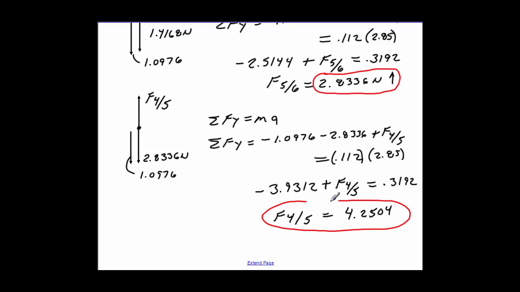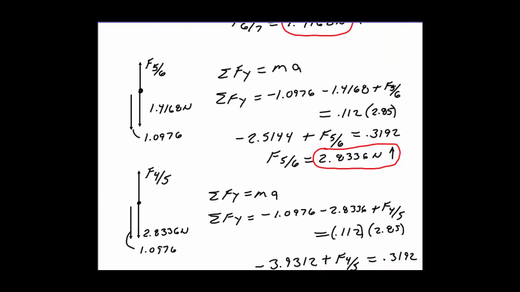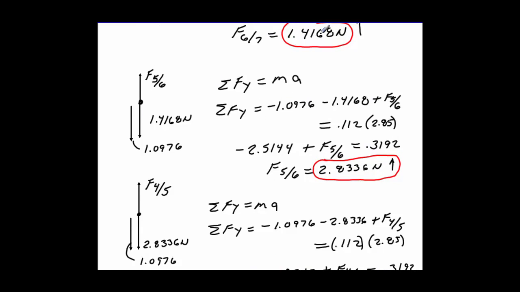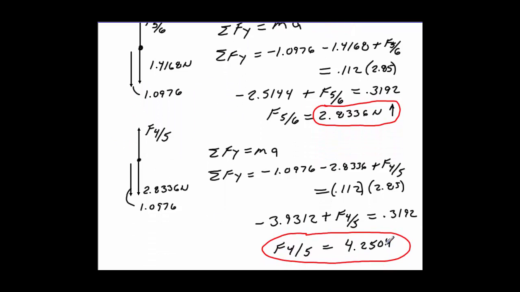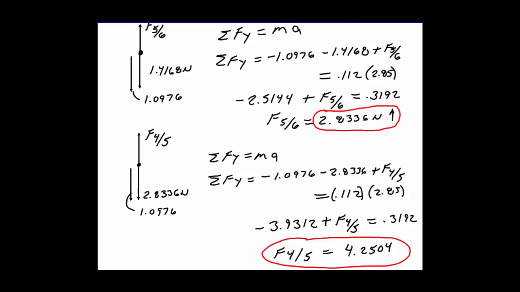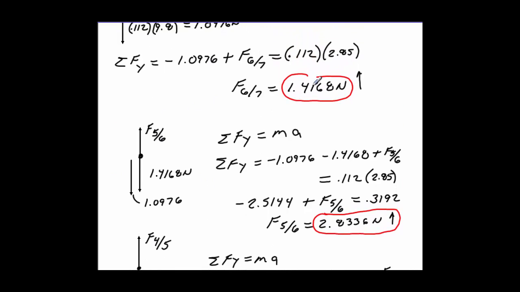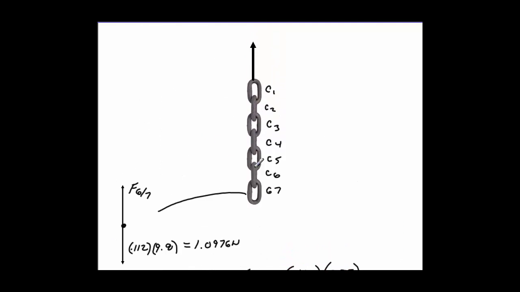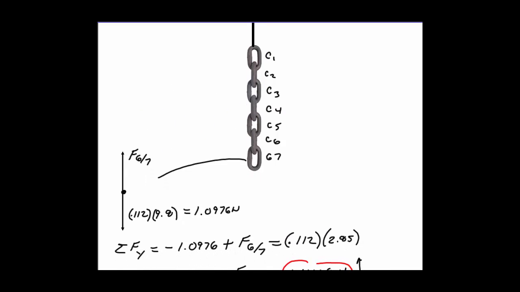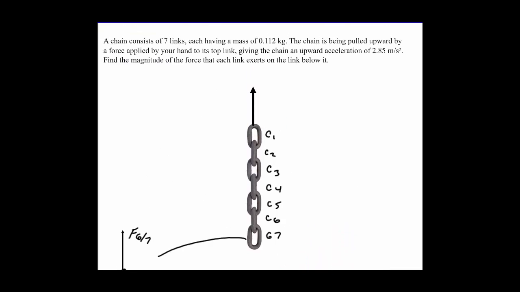Now the thing to note here is there's a pattern being developed. We had 1.4168. We just doubled that, which gave me 2.8336. Then we added this again to this value, which gives me the 4.2504. So every time you go up by a length, you increase the force between them by this value. You could draw free body diagrams all day long, working your way back up through these links, and you'll find very quickly that that is what's taking place.